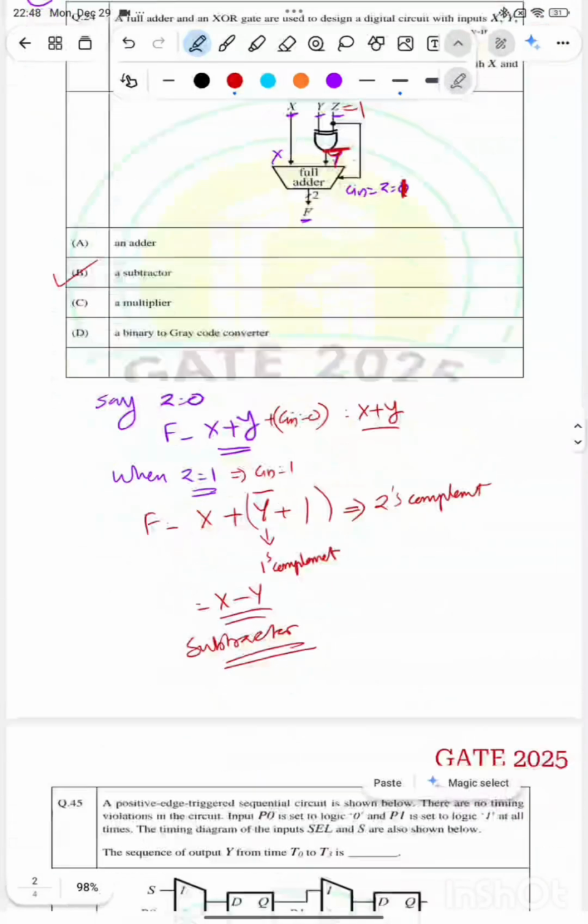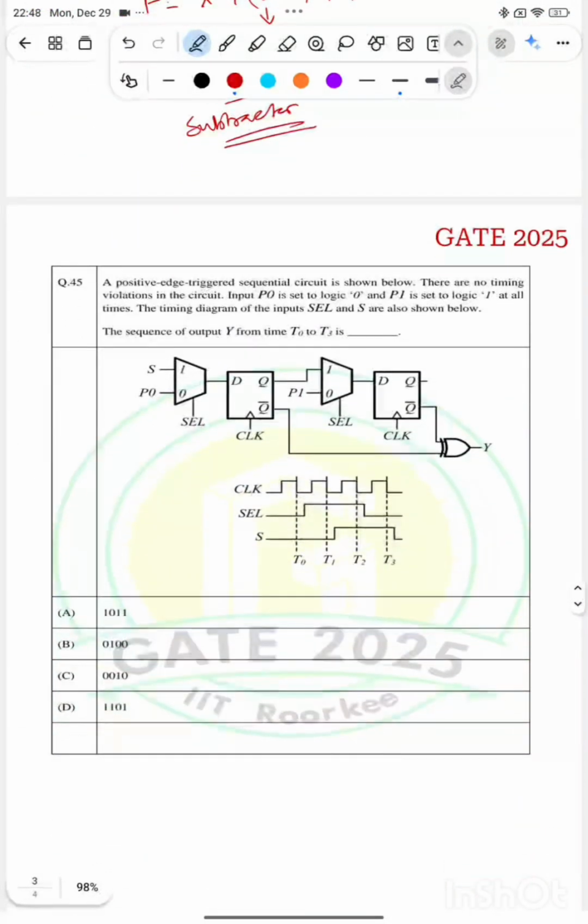Okay, yeah. Now coming to the third question, again it is from GATE 2025. A positive edge trigger sequential circuit is shown below. There are no timing violations in the circuit. Input P0 is set to logic 0. So P0 is set to 0, okay, and P1 is set to 1 at all times. So always P0 and P1 are set to 0 and 1.